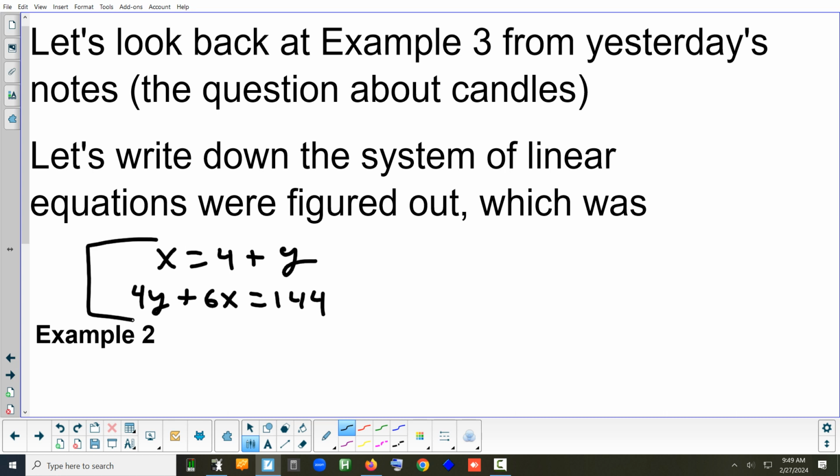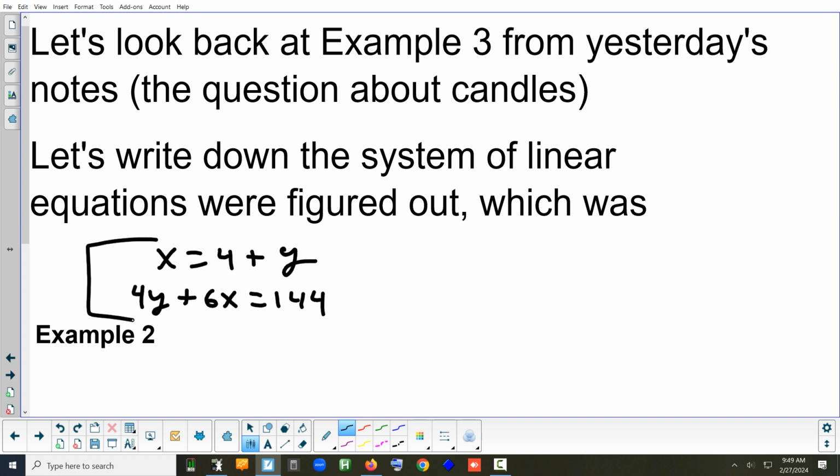What would be hard about graphing these? The 144. Yeah, 144, that's a really big number. So if you're going to try to graph this, that's huge. So graphing is not a good way to solve this one. What's the method that we learned today? Substitution. Exactly. That's a much easier way to solve this one, because substitution doesn't care how big your numbers are. Graphing does. Graphing is hard when numbers are big.